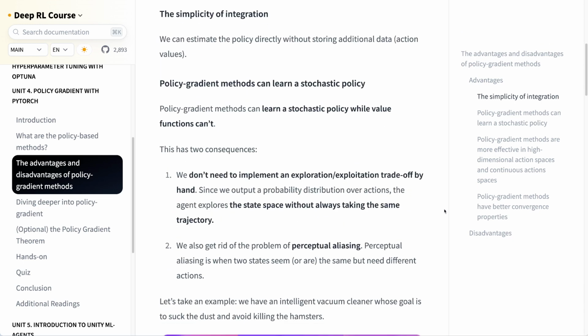This has two consequences. Number one, we don't need to implement an exploration/exploitation trade-off by hand. Since we output a probability distribution over actions, the agent explores the state space without always taking the same trajectory. Number two, we also get rid of the problem of perceptual aliasing. Perceptual aliasing is when two states seem or are the same, but need different actions. Gonna need some explanation about that one.